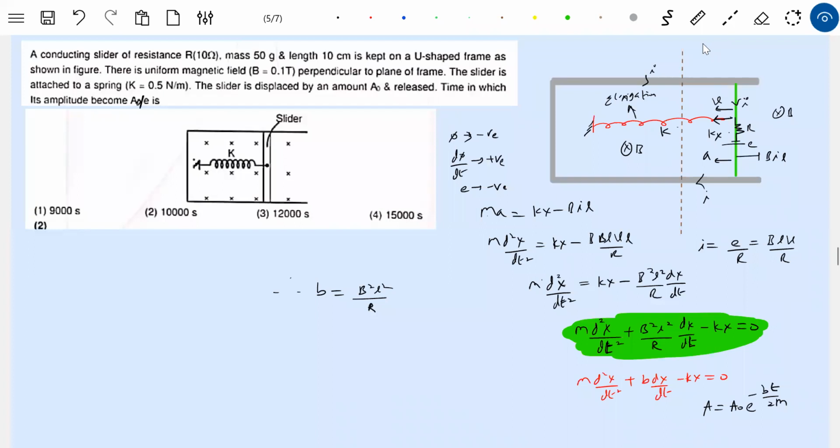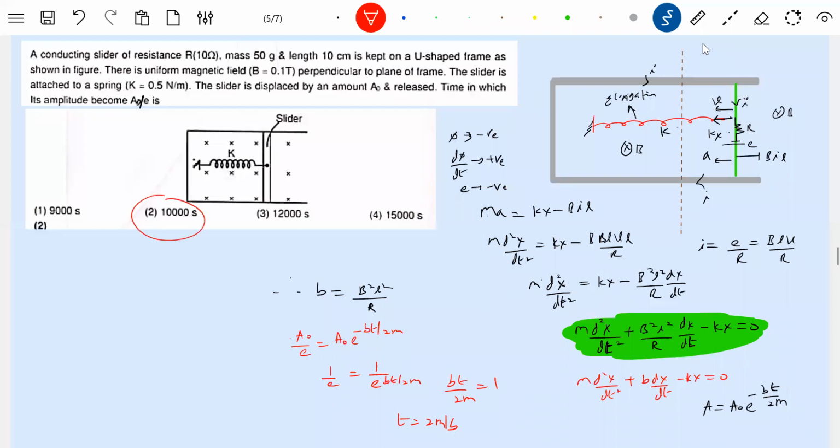Agree with this? So now you work out. The time after which A will become A naught by e. So A naught by e equals A naught e to the power of minus bt by 2m. A naught gets cancelled, so 1 by e equals e to the power of minus bt by 2m, so bt by 2m equals 1. Time equals 2m by b. Substitute and solve, you will get this answer.